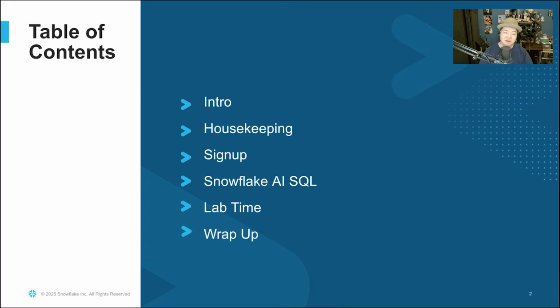So this is a table of contents of what we're going to do. I'm going to talk a little bit about myself once again. We'll do some housekeeping, make sure we're all together. I'm going to help get you signed up, and then we'll dive into the content itself. I'll talk a little bit more about Snowflake AI SQL, what it's used for, what great powers it has, and then we'll get your hands dirty in a lab. And then at the end, we'll wrap up and I'll tell you details about how to get your badge.